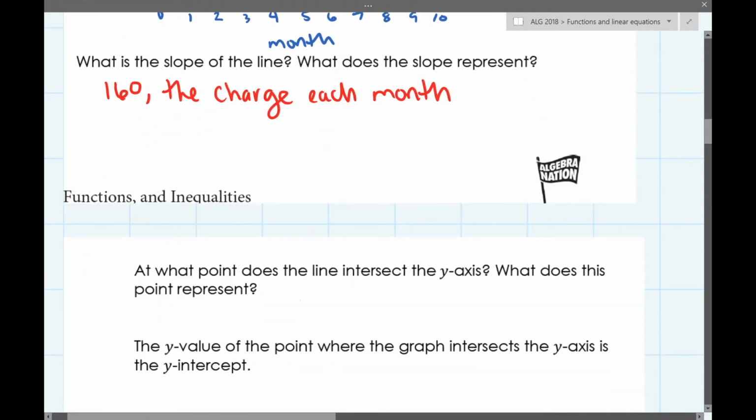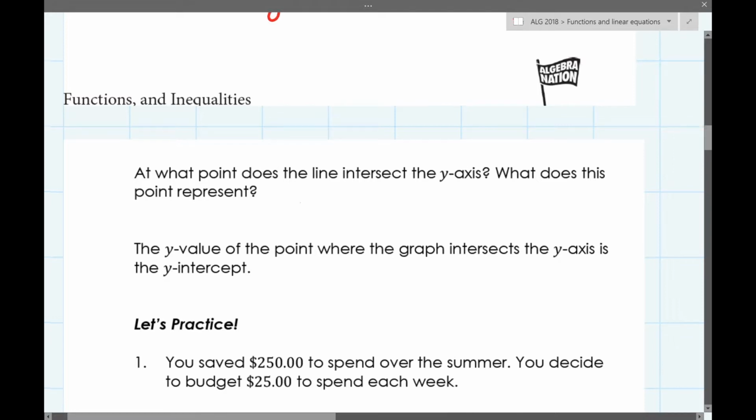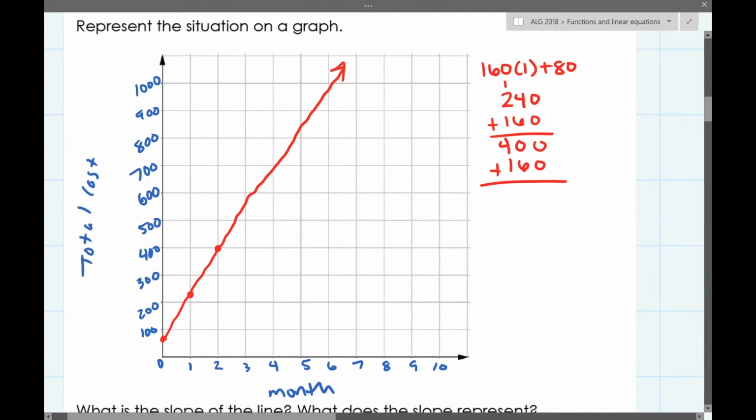Alright, let's move on. At what point does the line intersect the y-axis, and what does this point represent? So where on this graph that we just did does one of these dots hit the y-axis? Remember, the y-axis is this axis right here. So on this line that I'm drawing, where does it hit on that red line? Well, it hits right here. Okay, and what was that point? That point was 80.